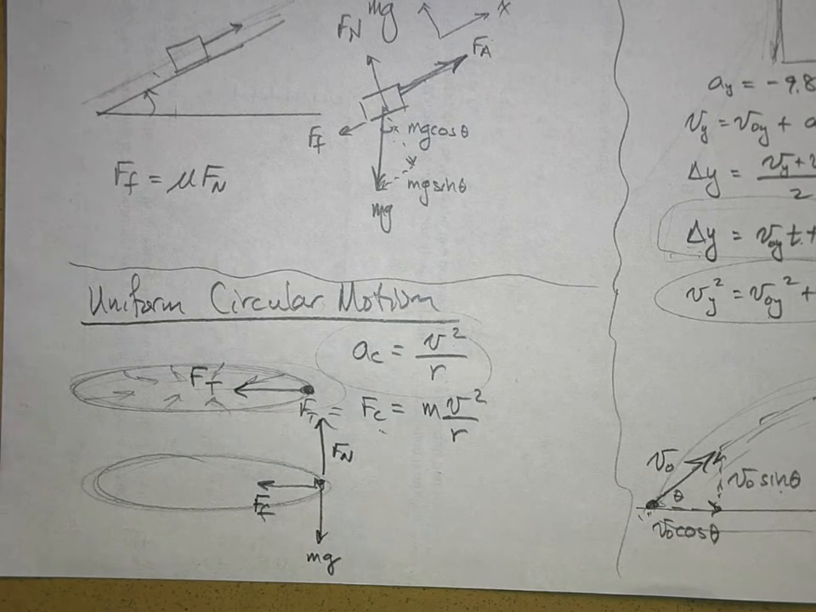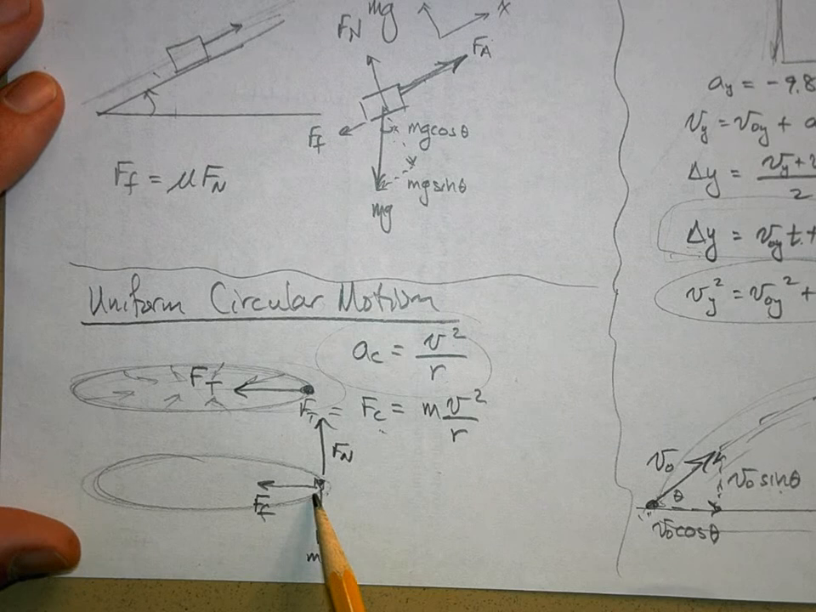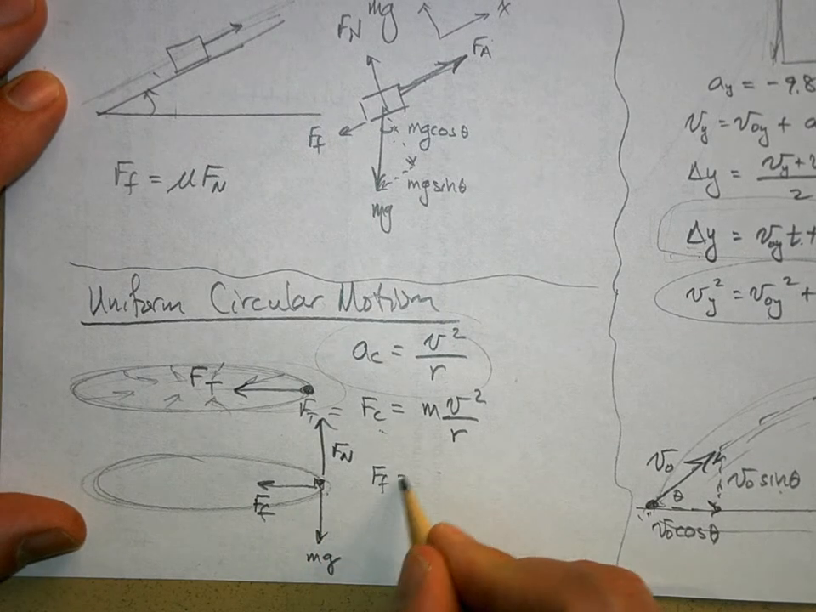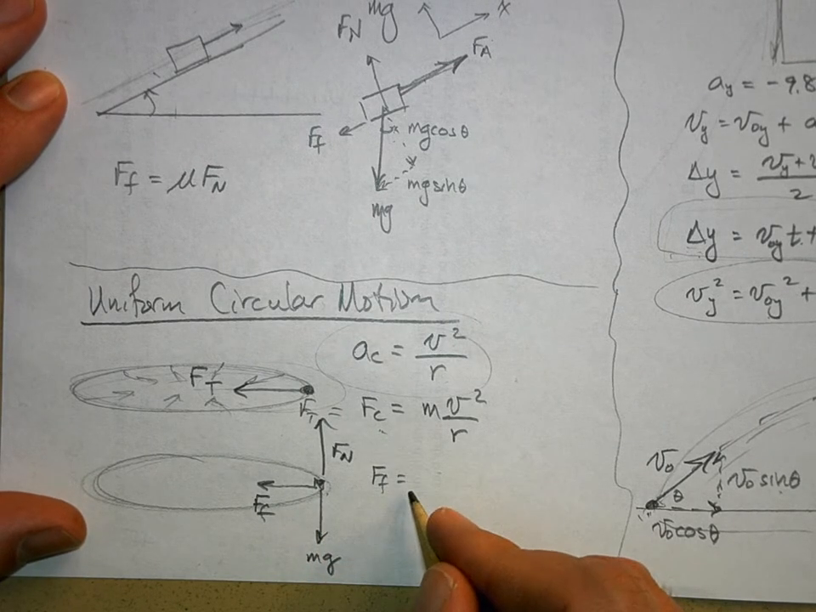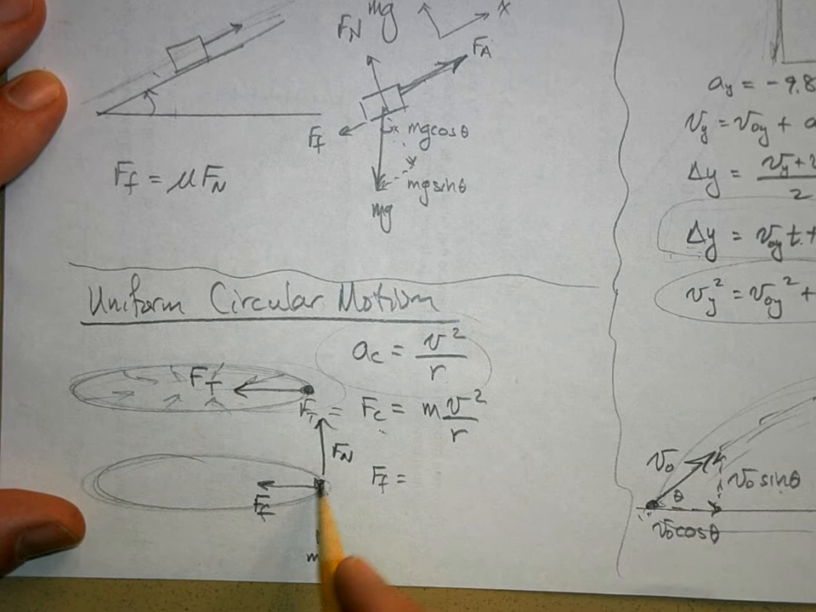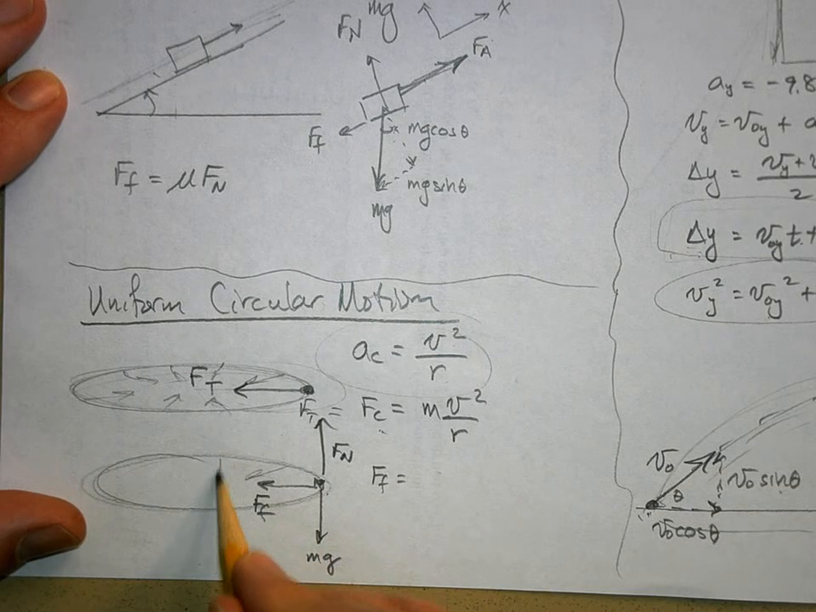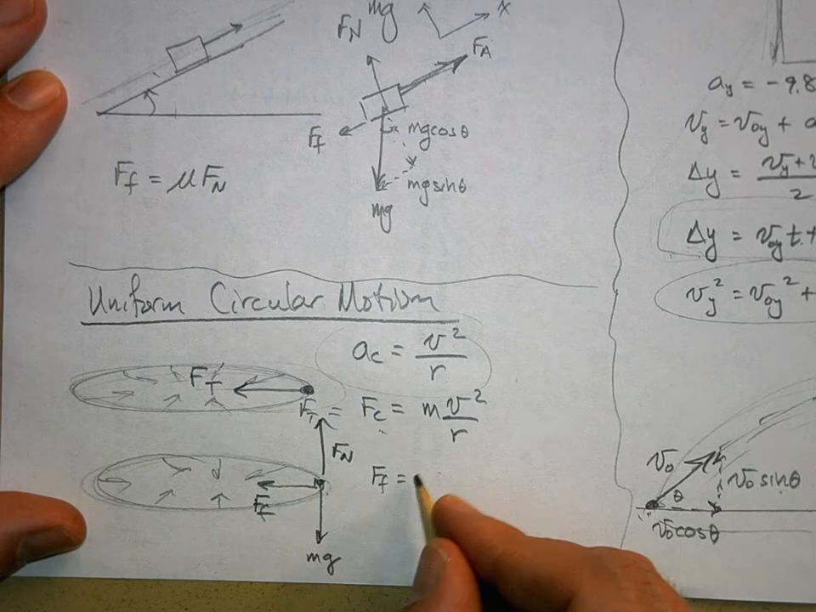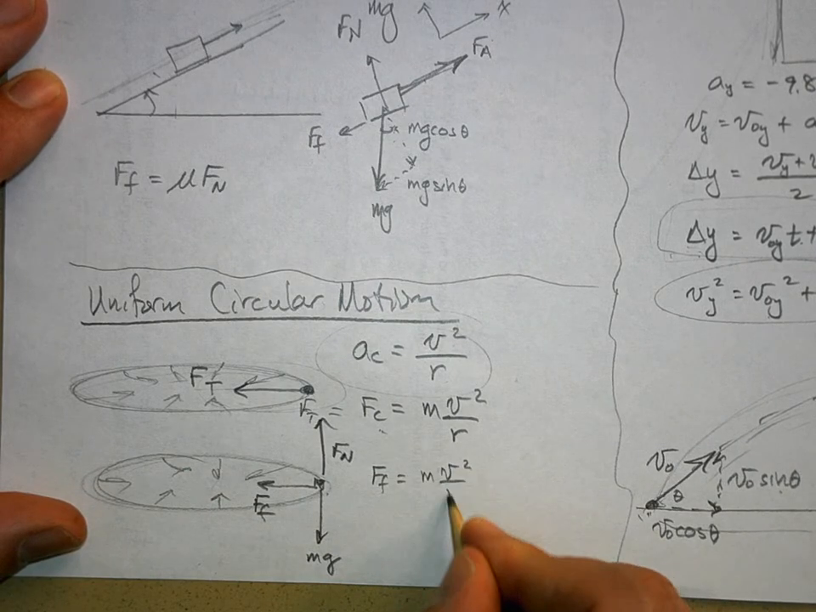All right, so now you can say, well, the force of friction is equal to the centripetal force. This is the force as you go around the circle. It's the friction force that's making you go in a circle. So it's equal to mv squared over r. And now you can solve problems.